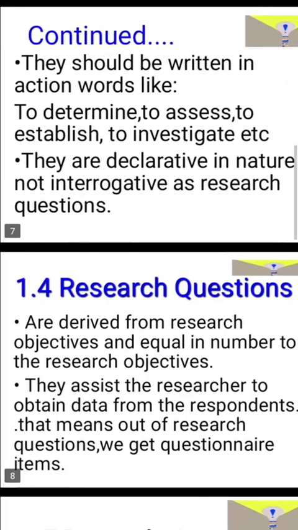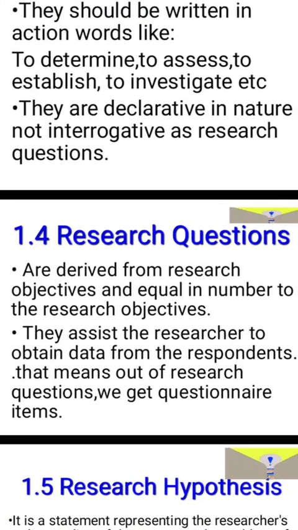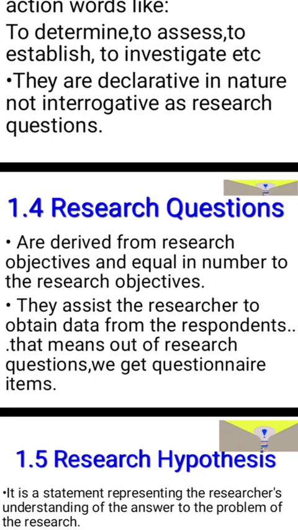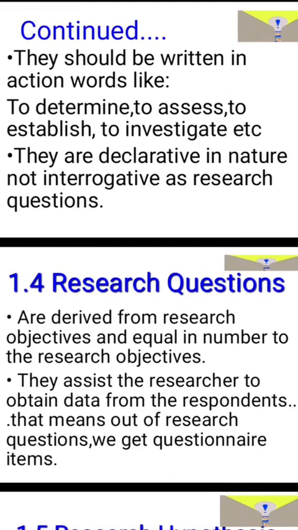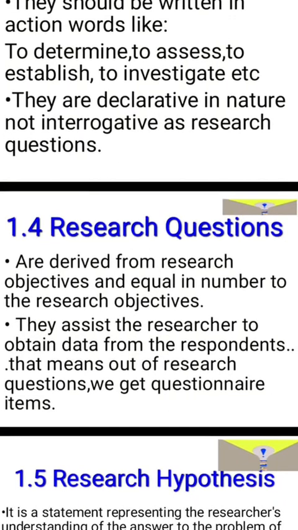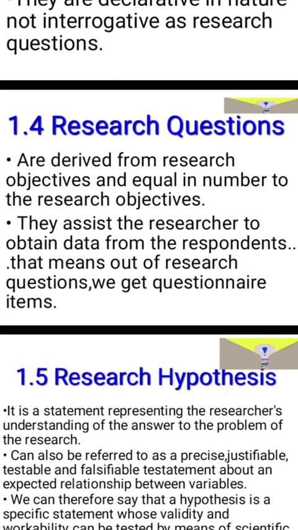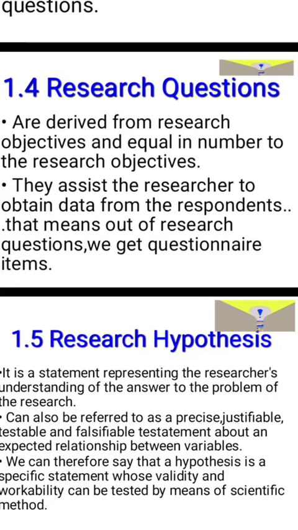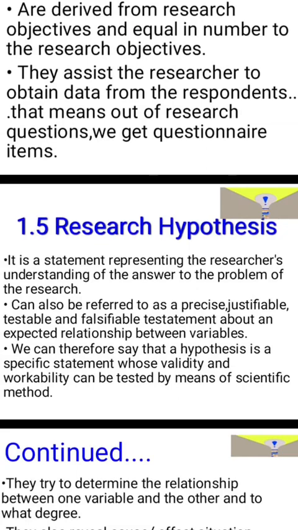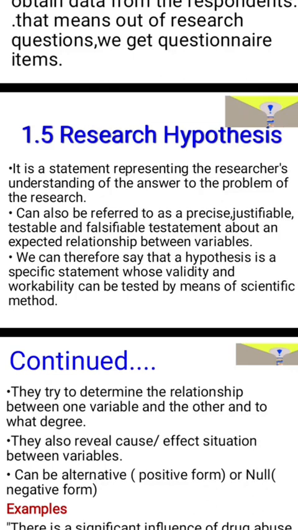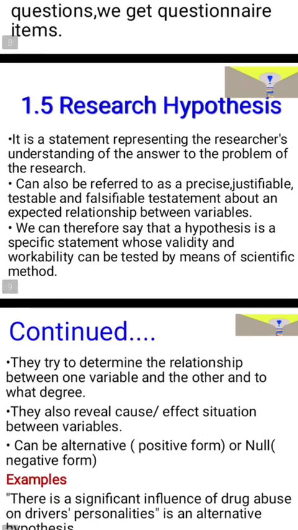And then we also looked at the research questions, and in this case we say they are formulated and they should be equal in number to the research objectives. After formulation of the objectives, we derive the questions. These questions will assist us come up with the questionnaire items that we shall be using in the field as we shall be collecting data. Then we talked about research hypotheses, whereby we say we come up with statements that can be verified, that can be tested by a scientific method. That means they are valid and workable and can be proven.